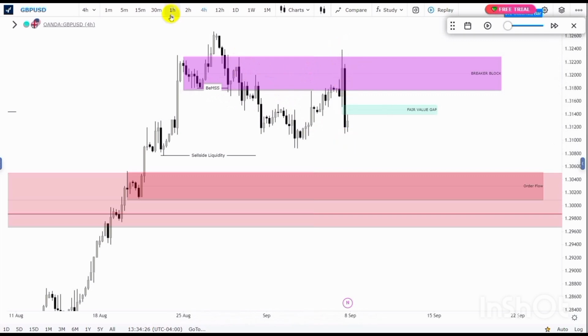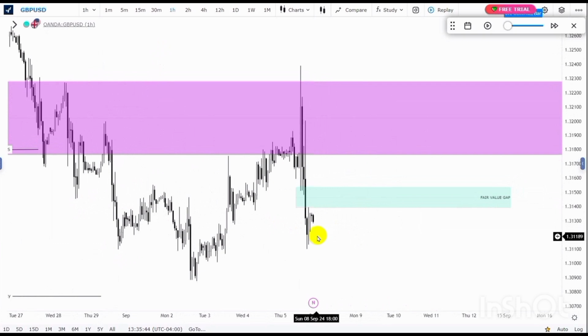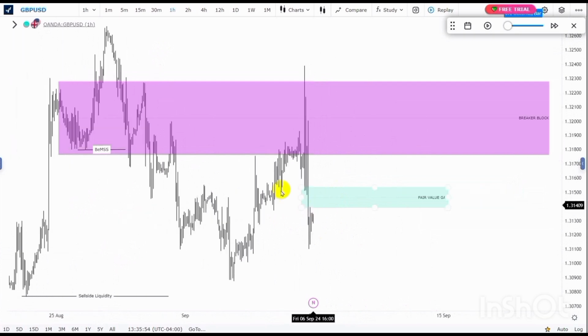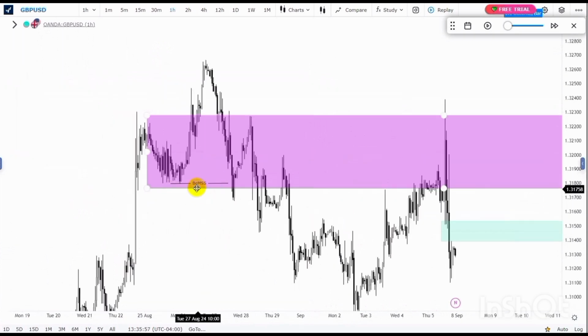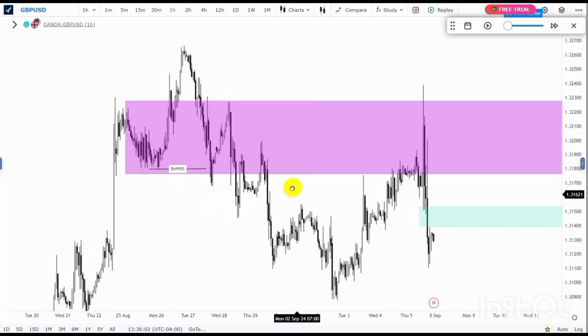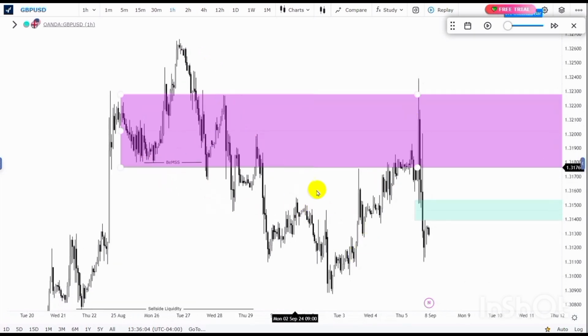So let's check the 1-hour time frame. This is the 1-hour time frame, and you can see the fair value gap we identified from the 4-hour time frame. You can also see in the 1-hour time frame we're having this fair value gap here. Now you can see the bearish market structure shift we identified. You can see how price returned to the downside, took out the swing low, price returned, and then took out all buy side liquidity, and then we have the push of price to the downside.